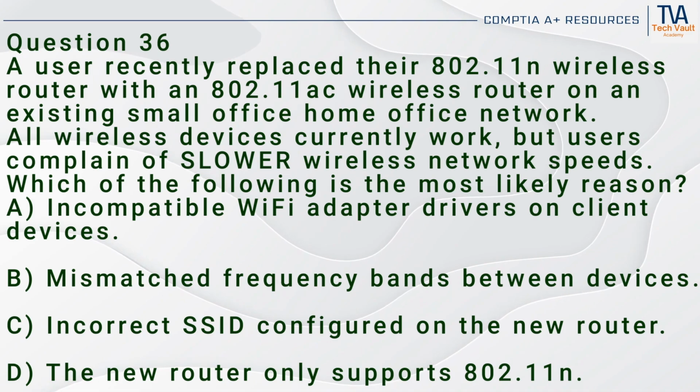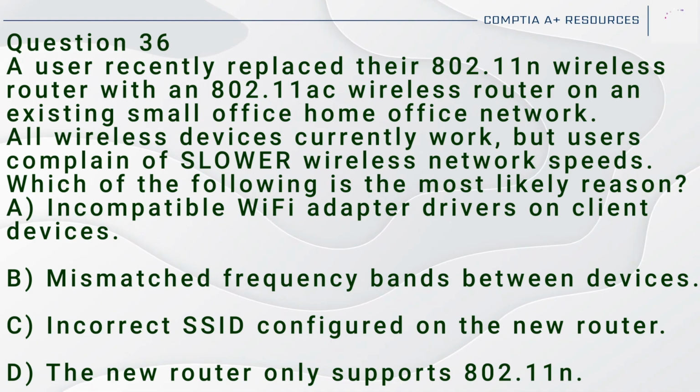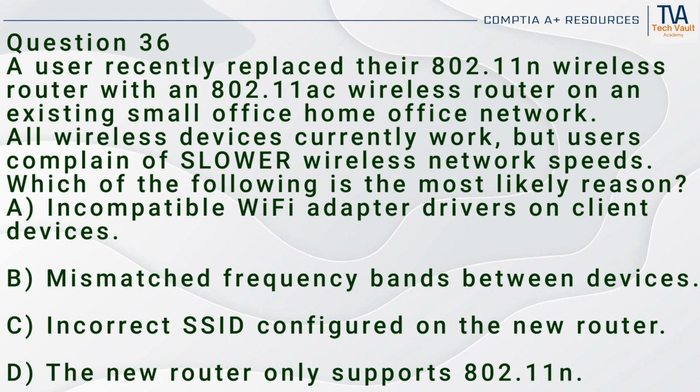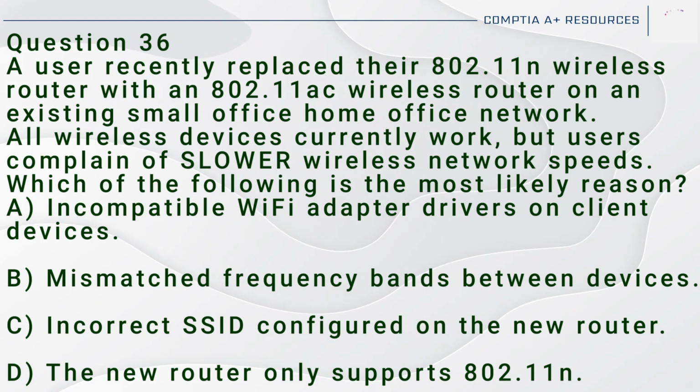Question 36. A user recently replaced their 802.11n wireless router with an 802.11ac wireless router on an existing small home office network. All wireless devices currently work, but users complain of slower wireless network speeds. Which of the following is the most likely reason?